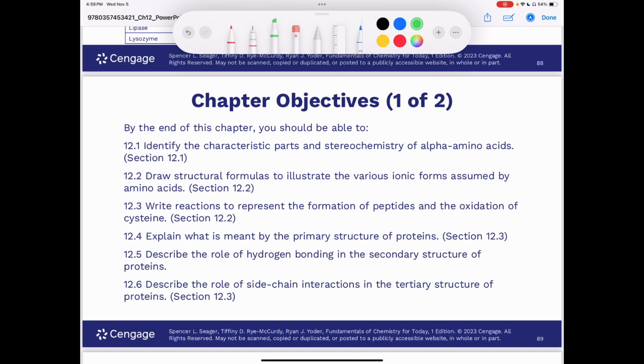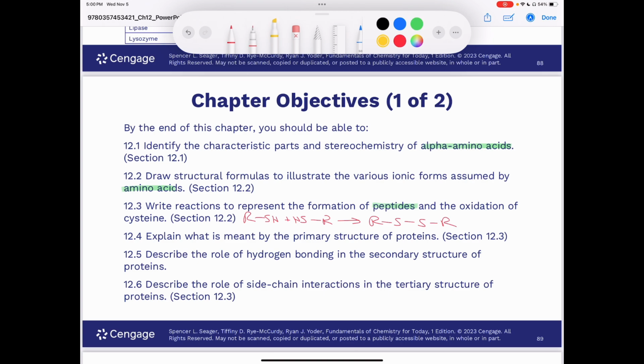And so now that we've finished the chapter, you should be able to identify alpha amino acids. You should be able to draw structural formulas that represent various ionic forms of amino acids, whether they're in strongly acidic solution or strongly basic solution. Write reactions to represent the formation of a peptide, so the formation of an amide bond between amino acids, and the oxidation of cysteine. That's where we take two thiols and they come together to form a disulfide, right? It's oxidation because you're losing hydrogens.